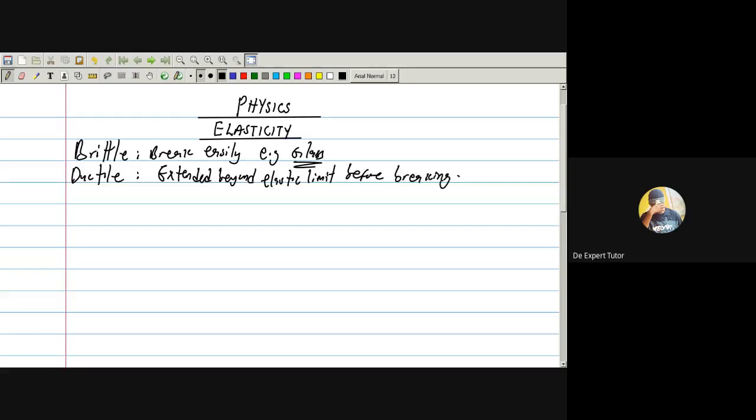Before breaking, exactly. They are objects that can be drawn into wires. If you hear the word ductility, objects that are ductile, e.g., copper, can be drawn into wires. That's what we call ductility. So just as you have said, they cannot break easily. Objects that can break easily are brittle.